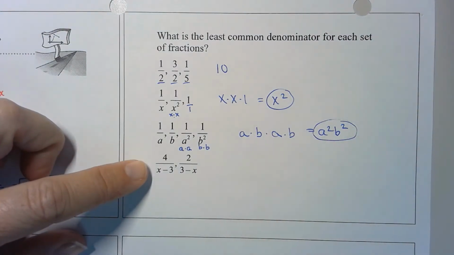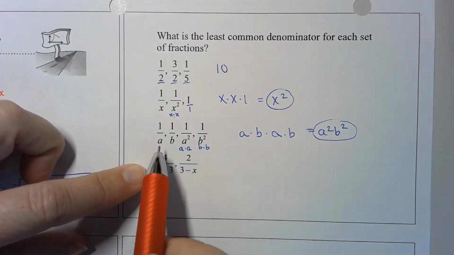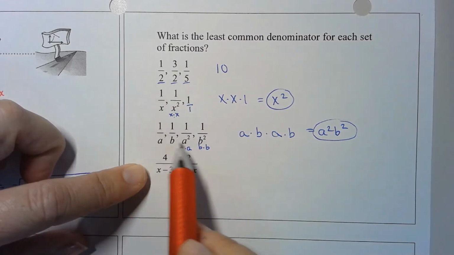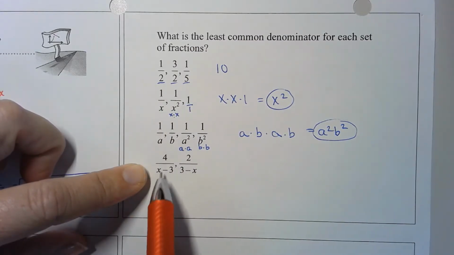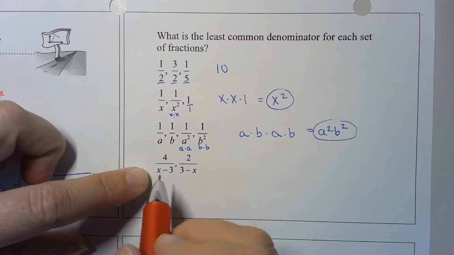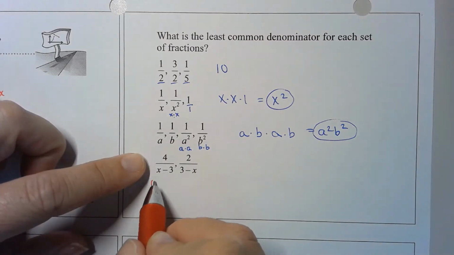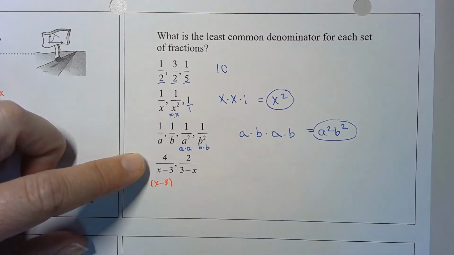Okay. All right, let's take a look at the last one. Now these were a little bit different. There was no addition or subtraction, like in this one. But we've talked about this before. Can you factor x minus 3? No, which means it is itself a factor.